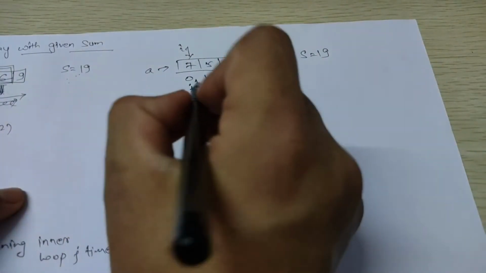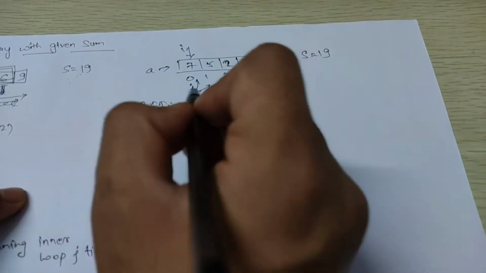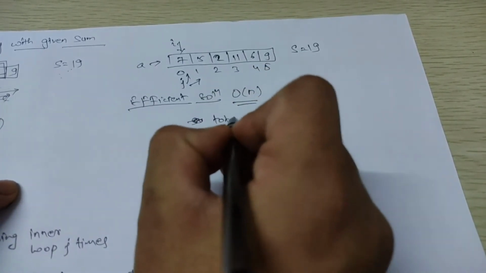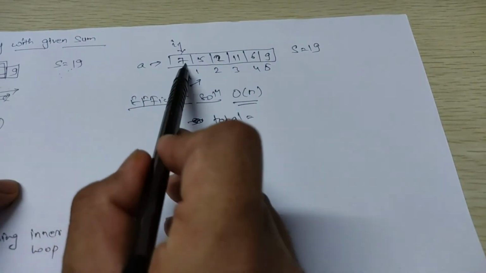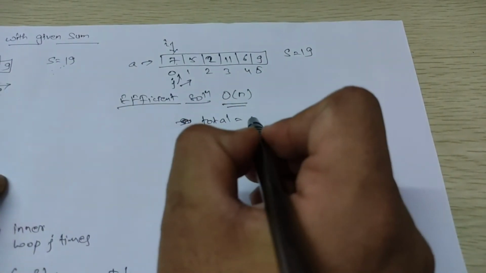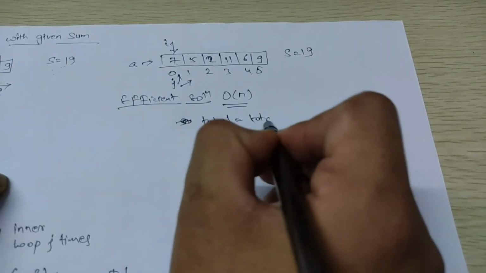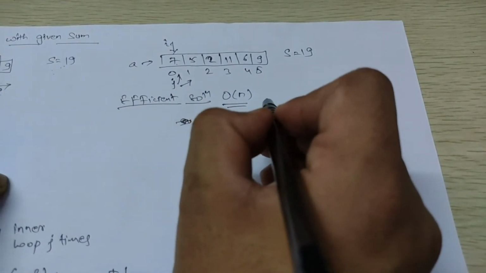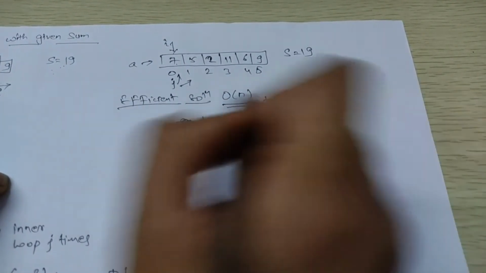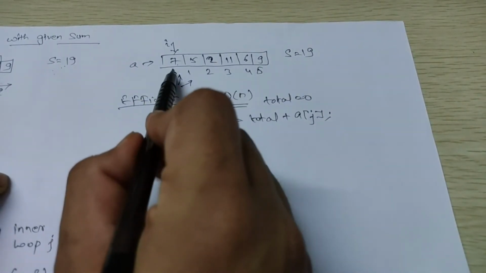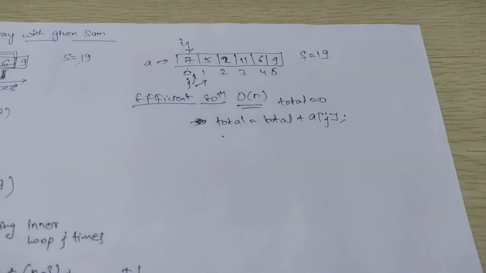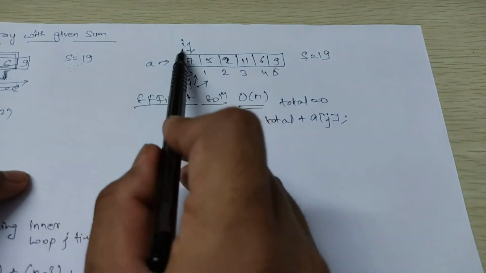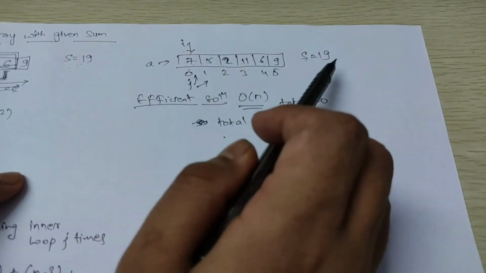Now j will run. You will increment j and then add the values. Let's say in the total variable we are adding the values. First the total will be 0, and total is nothing but total plus A of j. Now the total will be 7. So you compare, is it equal to 19? You say no, it's not. Then you will increment j. You do not have to touch i until the sum becomes greater than s.